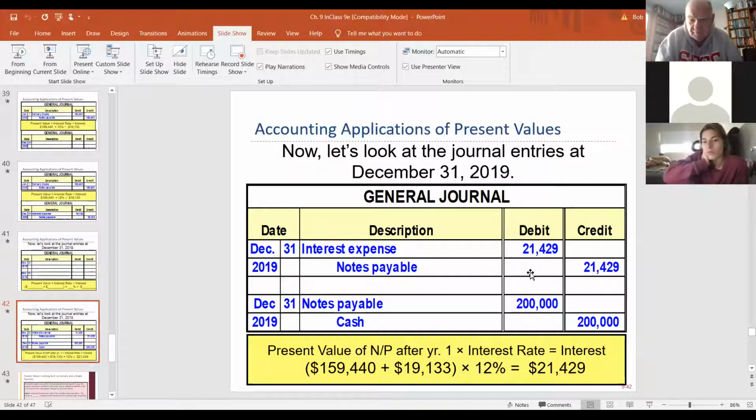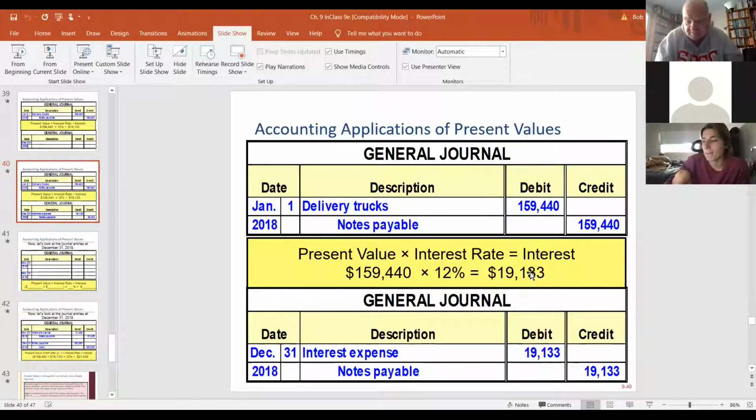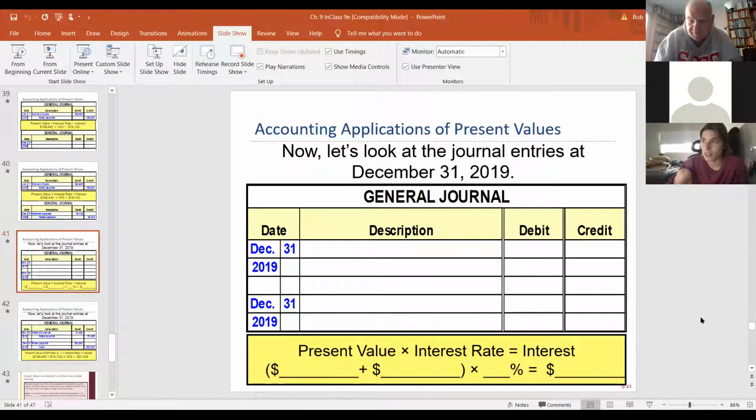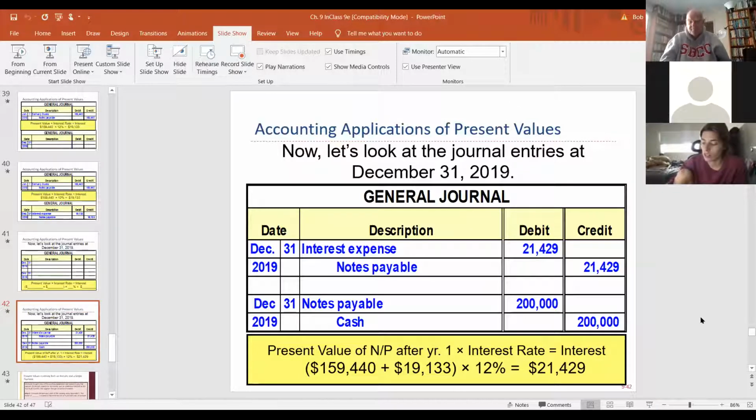Do you have a calculator with you, Suda, Nicole? Yeah. Let's practice. Add up 159,440 plus 19,133 plus 21,429. And you should get the magic number 200,000, right? I got 200,002. Yeah, there's going to be some rounding there, Suda. Don't be so hard on yourself, okay? So the rounding is just to match up what the principal payment is.